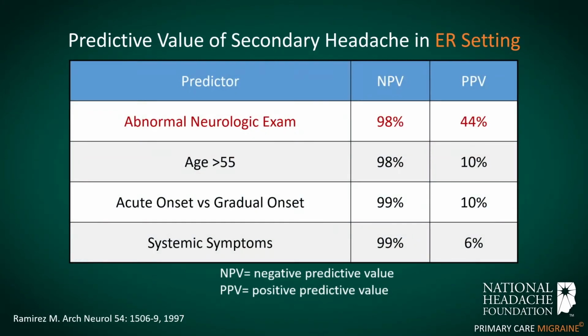This study determined the predictive value of red flags for secondary headache disorders in the emergency room. The predictors are seen in the left column, and the negative and positive predictive values are shown in the middle and right columns. Note that among the red flags, an abnormal neurologic exam had the highest positive predictive value for a secondary headache disorder. This occurred 44% of the time when an abnormal neurologic exam was encountered.